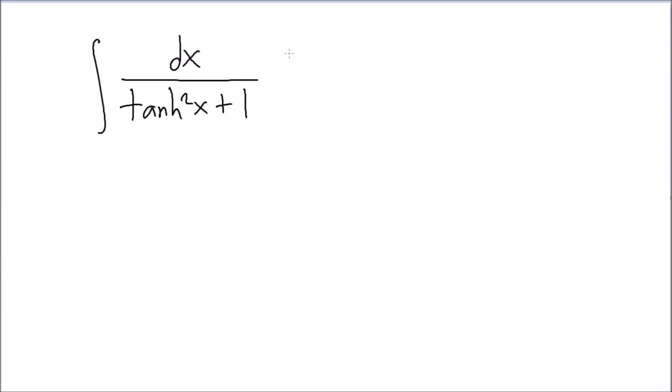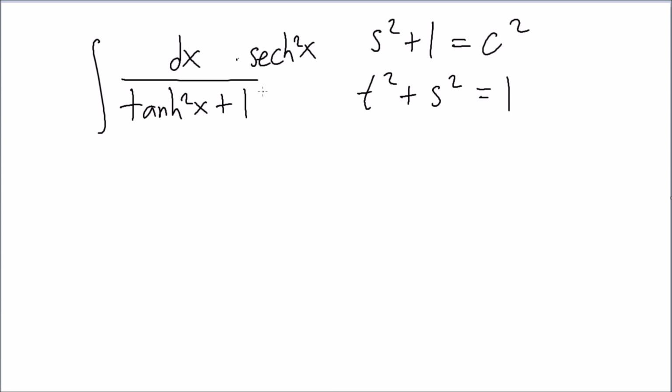Is this the integral of cosh square? No, it's not, right? You have to be very careful with trig identities. sinh square plus 1 equals cosh square. Divide everything by cosh square, we get tanh square plus sech square equals 1. Aha! So what's actually going on is we're going to have to multiply top and bottom by sech square, and with this one we have to do 1 minus t square.